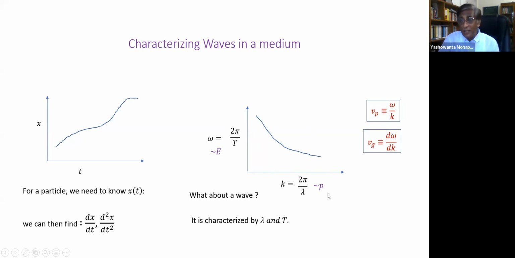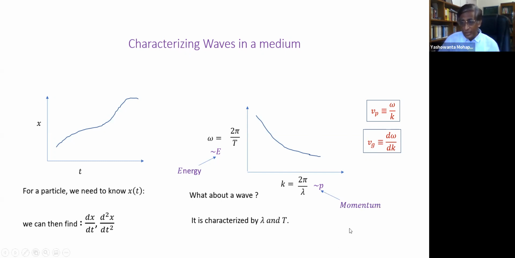For a free particle in classical mechanics, E is equal to p square by 2m. It will be a parabola like that. E is p square by 2m. So the dispersion relationship defines how that particular wave packet is behaving in that medium. This is energy and this is momentum.